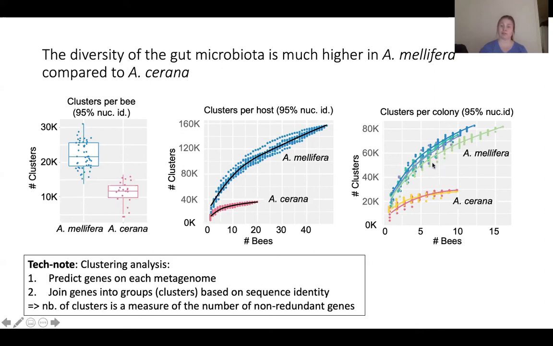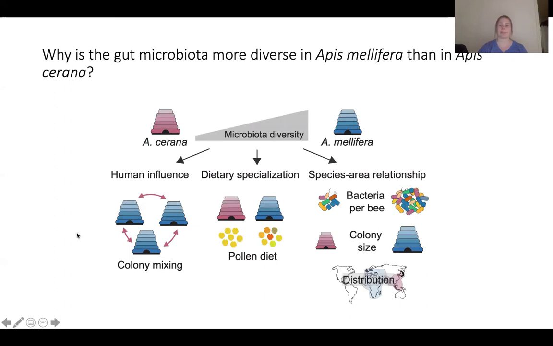And if we split the data according to the colony from which the samples came, the pattern still holds. So you can see even within a single colony, the diversity is higher for mellifera than for cerana. Now, this was a quite surprising result for us, and we still don't really know why it looks like this. But we have proposed a few possible explanations.